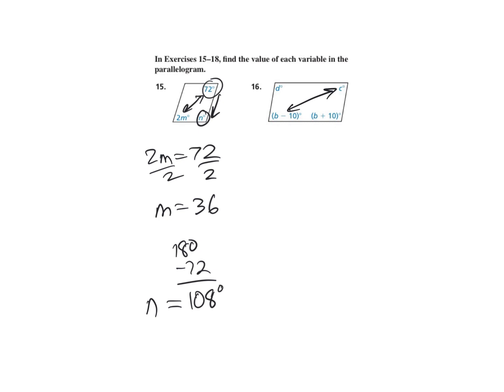Number 16. These two are the same, but there's two variables. I can't figure that out. But these two have the same variable, and they're supplementary. So I can do B minus 10.